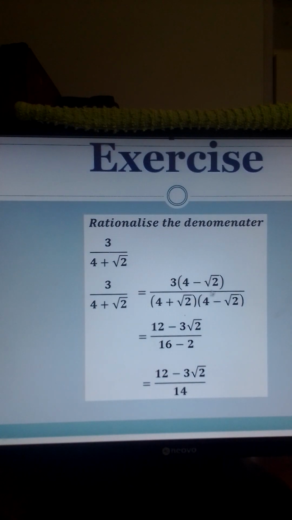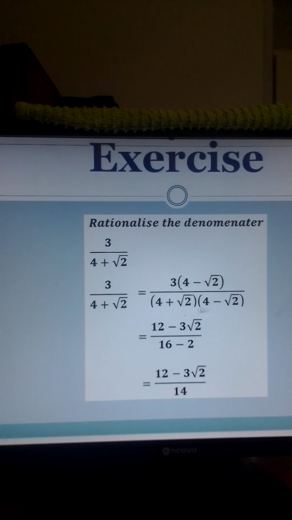Now we have this exercise. We are going to rationalize the denominator. So here we shall multiply both the numerator and denominator by the conjugate of this 4 plus 2, which is 4 minus 2. That is 3 into 4 minus 2 divided by 4 plus 2 times 4 minus 2.